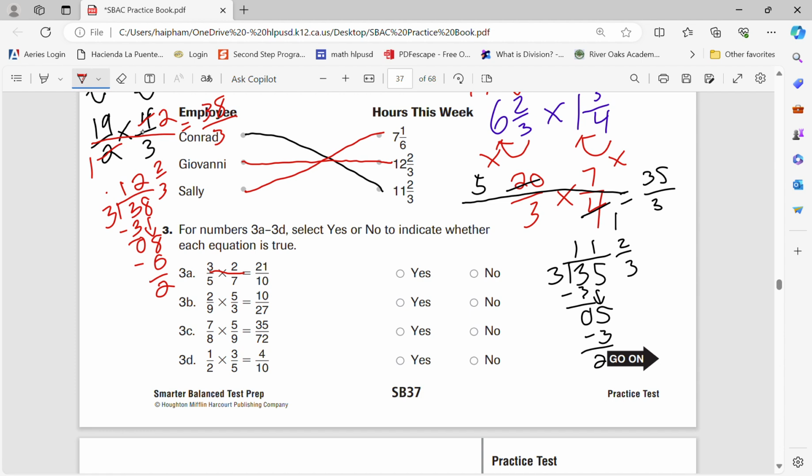3 times 2 is going to give me 6. 5 times 7 is 35. That does not match up to this here, so we are going to say no. Next one, 2 times 5 is 10. 9 times 3 is 27. Let's mark yes here. Next, 7 times 5, 35. 8 times 9, 72. That's also true. And the last one, 1 times 3 is 3. 2 times 5 is 10. This is incorrect. Moving on to the next page.